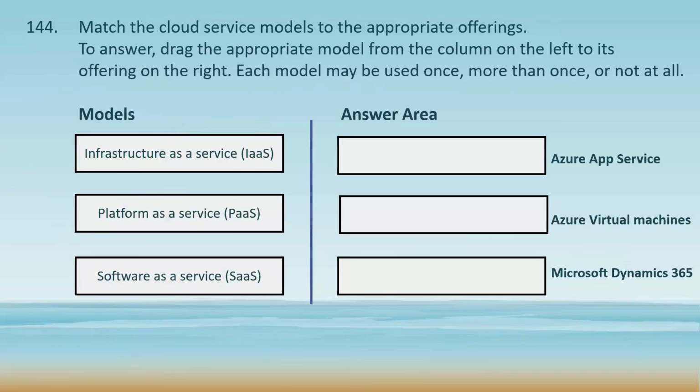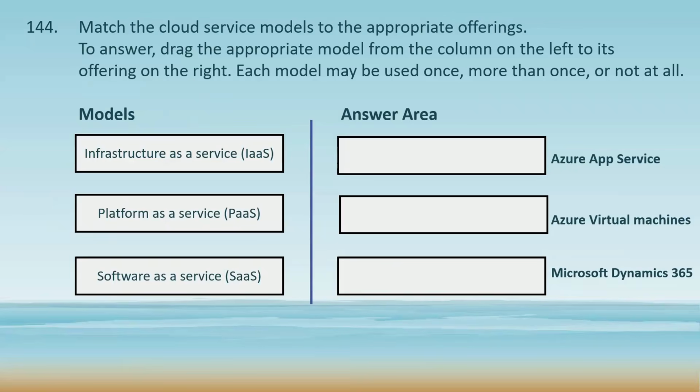Now you need to match the cloud service models to the appropriate offerings. To answer, just drag the appropriate model from the column on the left to its offering on the right. Each model can be used once, more than once, or not at all. Now the models are infrastructure as a service, platform as a service, software as a service. And the three services that are being talked about here are Azure App Service, Azure Virtual Machines, and Microsoft Dynamics 365.